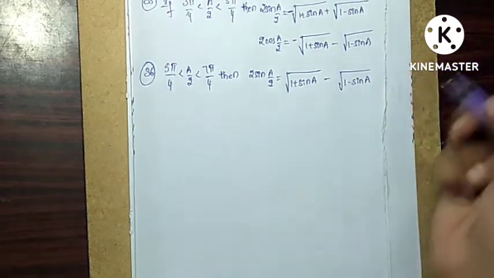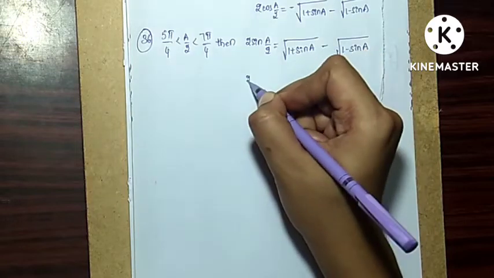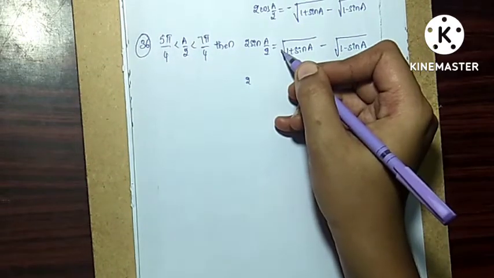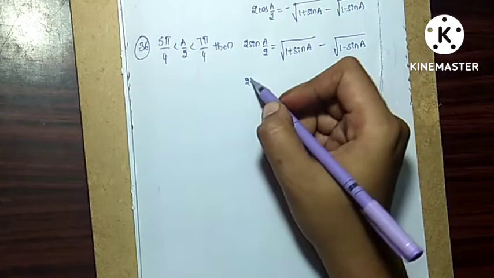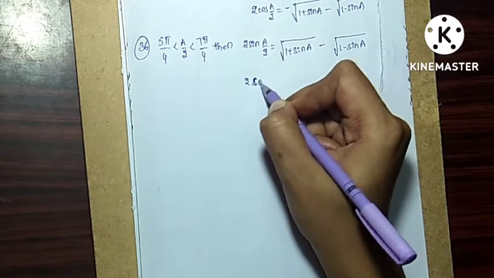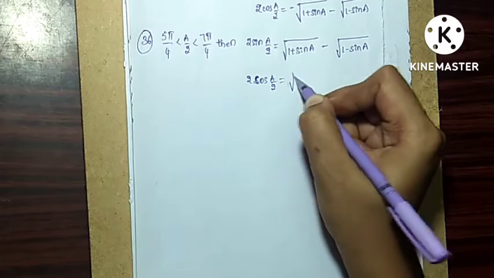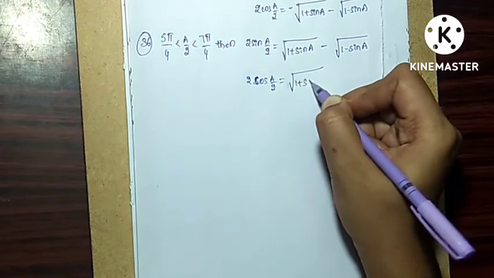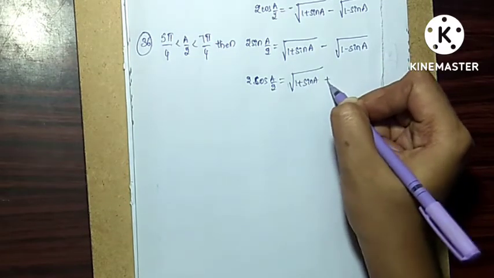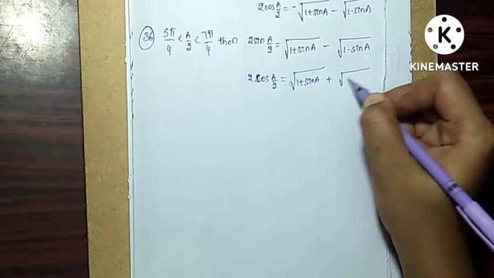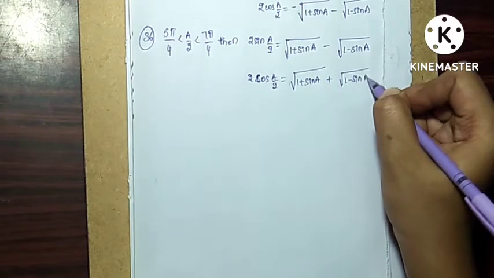Just change the middle signs. Don't change the sign before the term, okay? In between the terms. Now the 2 cos forms. 2 cos a by 2 is equal to root of 1 plus sine a. Now, what is the sign? Plus or minus, root of 1 minus sine a.